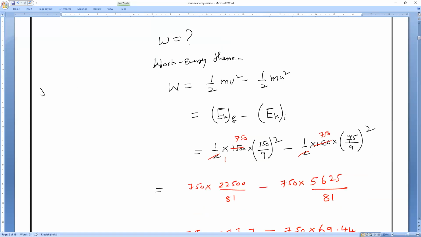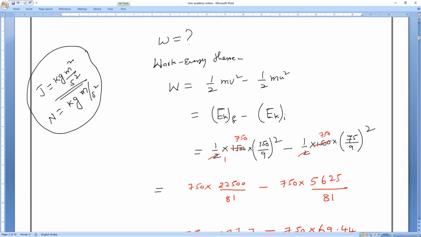Whatever the units, what is joule? Joule is equal to kilogram meter square per second square. So all the units must be meter and second only. And what is Newton? Newton is equal to kilogram meter per second square. Whatever the units, you must bring it into this system. Are you clear, Mr. Darshan, what I'm saying? Keep it in mind. Simply, you cannot solve. Okay?